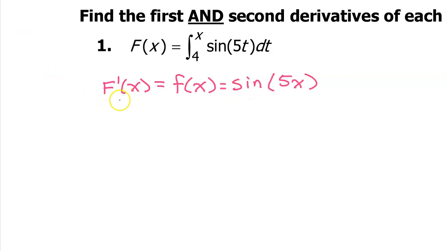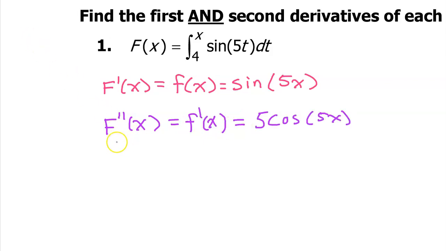Please note that this derivative can also be called f of x. So we could say f of x equals sine of 5x. So that's the first derivative. Now let's go ahead and find the second derivative, which will just be the derivative of the derivative. So the derivative of sine 5x is cosine 5x. But because of the chain rule, I need to multiply by 5, which I think I will put in the front. So this is the second derivative. Notice that this second derivative can also be called f prime.